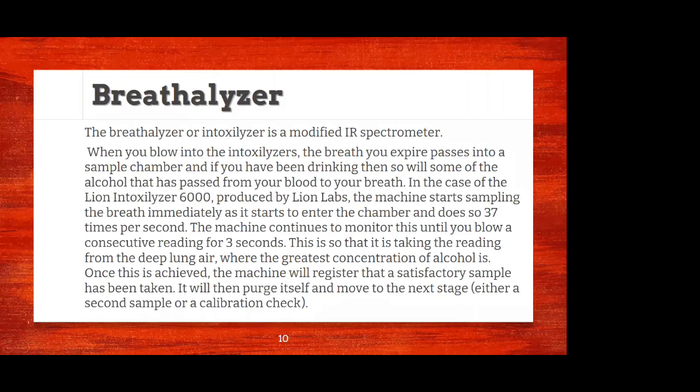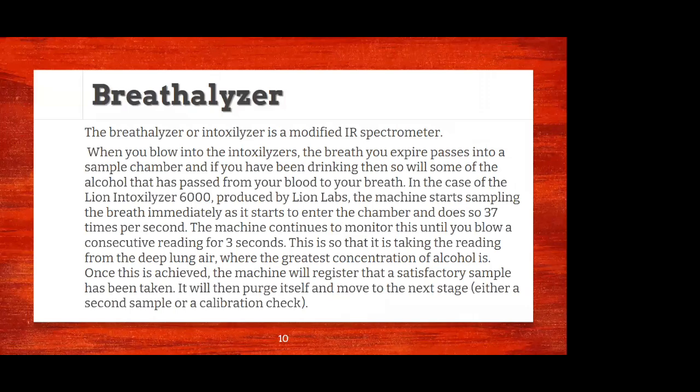Yeah, that is to find out whether a person has taken alcohol. You can see in India, mostly the police officers, especially the traffic police, will have it. So that is an intoxilyzer. Okay. It is a modified IR spectrometer.